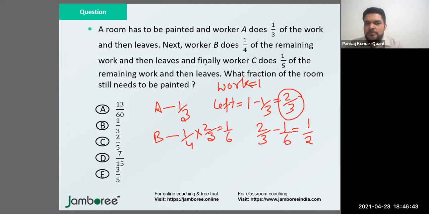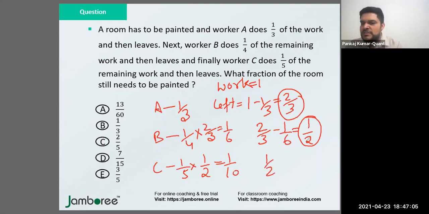Finally, worker C does 1/5 of the remaining work and then leaves. C does how much? 1/5 of the remaining work, that is 1/5 of 1/2, which means 1/10. So when you subtract, since C has done this much and this much was left previously, I'm left with 1/2 minus 1/10. That means 4/10, which is equivalent to 2/5. I got many answers as 2/5. Great work. So this is the answer.